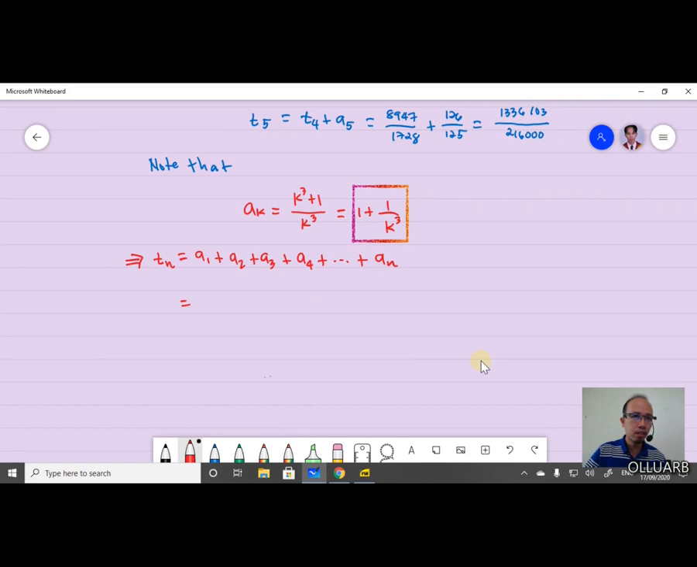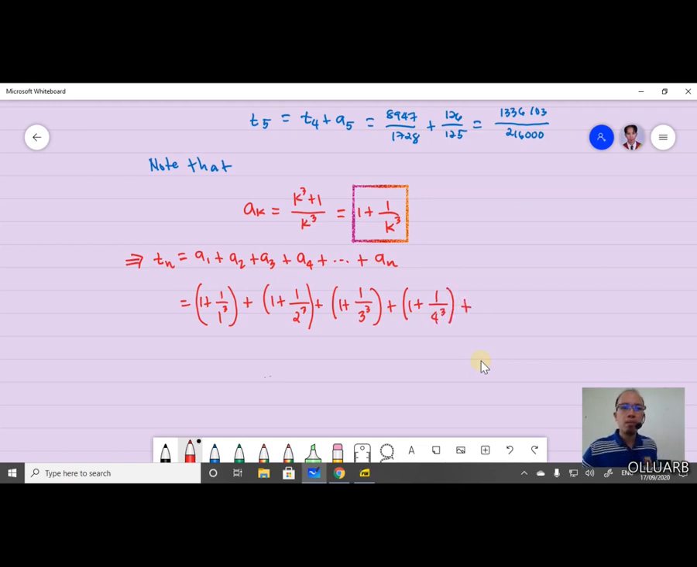We'll use that. When k is equal to 1, this is 1 plus 1 over 1 cubed, plus, when k is equal to 2, this is 1 plus 1 over 2 cubed, plus, when k is equal to 3, this is 1 plus 1 over 3 cubed. When k is equal to 4, this is 1 plus 1 over 4 cubed, plus, when k is equal to 5, this is 1 plus 1 over 5 cubed, up to n. This is 1 plus 1 over n cubed.